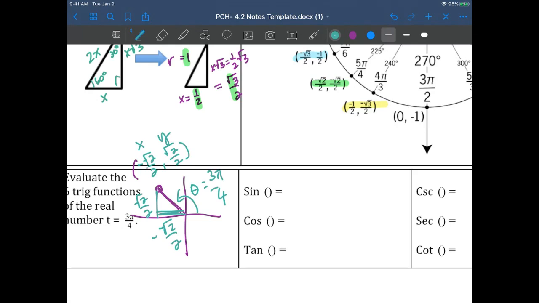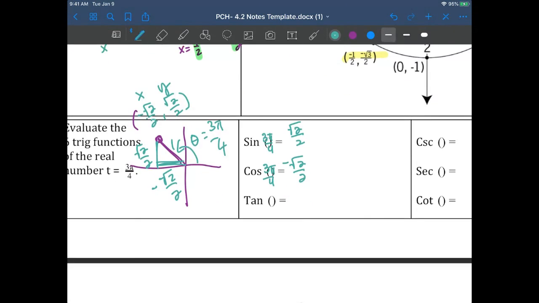So the sine of 3 pi over 4 is just the y value, root 2 over 2. Oh, my radius is 1. The cosine of 3 pi over 4 would be root 2 over 2, but to the left, so it's going to be negative. The tangent would be these two divided, so root 2 over 2 divided by negative root 2 over 2. So that would be -1. And this is 3 pi over 4.